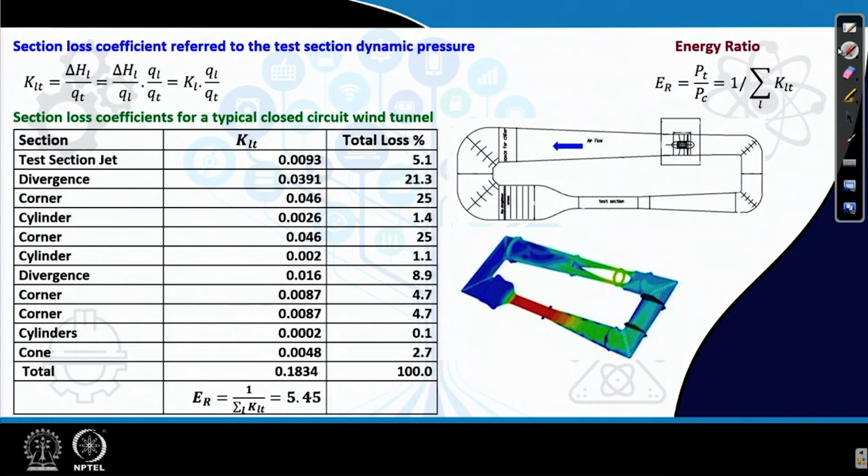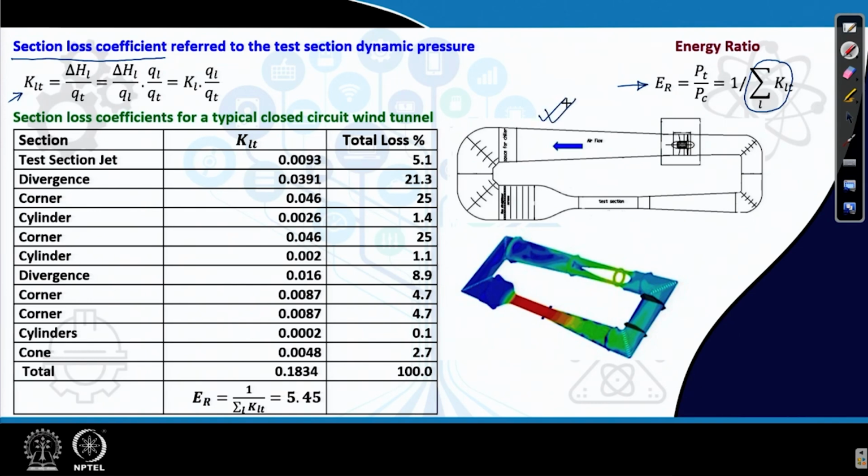In the previous lecture, we had discussed the section loss coefficient, and you may recall that we referred to the test section dynamic pressure while discussing the section loss coefficient, which we called KLT. We also showed that the summation of the KLT contributions coming from the different components of the tunnel, when we take a reciprocal of that, gives us the energy ratio of the tunnel. So, the larger the energy ratio, the more efficient the tunnel is from an energy point of view.